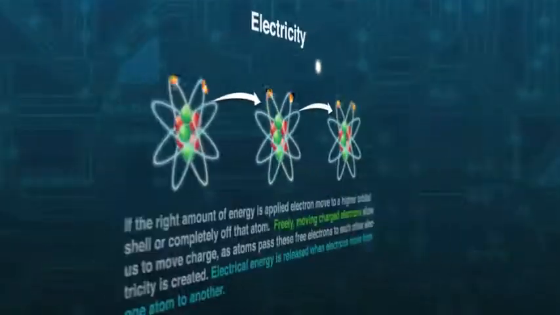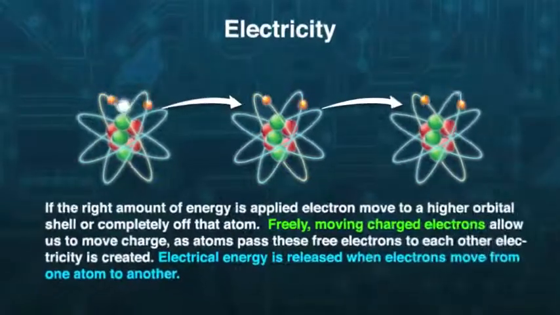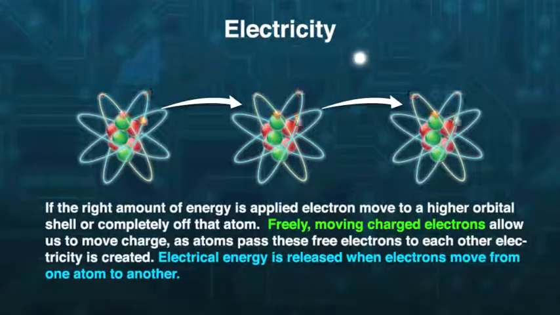Freely moving electrons allow us to move charge. As atoms pass these free electrons to each other, electricity is created. Electrical energy is released when electrons move from one atom to another. An atom having lost an electron becomes positively charged due to the excess proton. An atom having an extra electron becomes negatively charged.